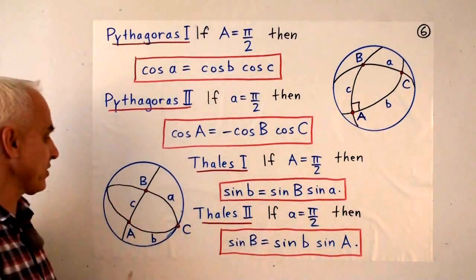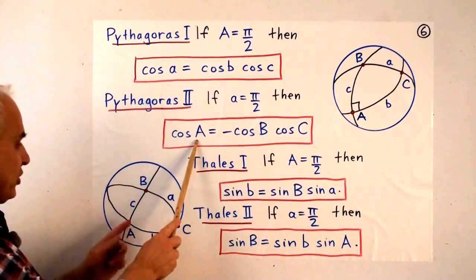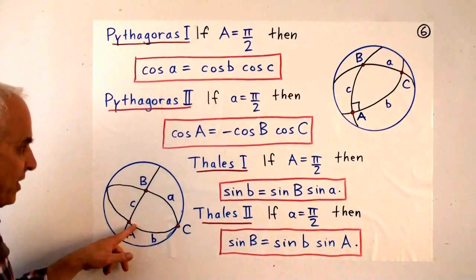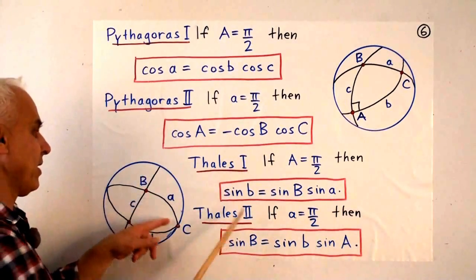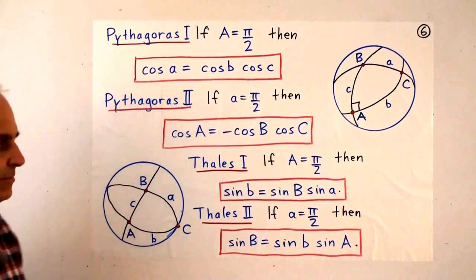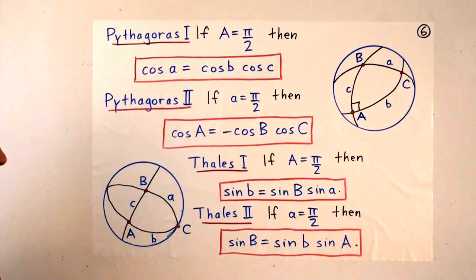So in that case, there's then a relationship between the 3 angles. Sort of the hypotenuse angle at A, its cosine is minus the product of the cosine of B times the cosine of C. Just a little bit of a variation with the minus sign.